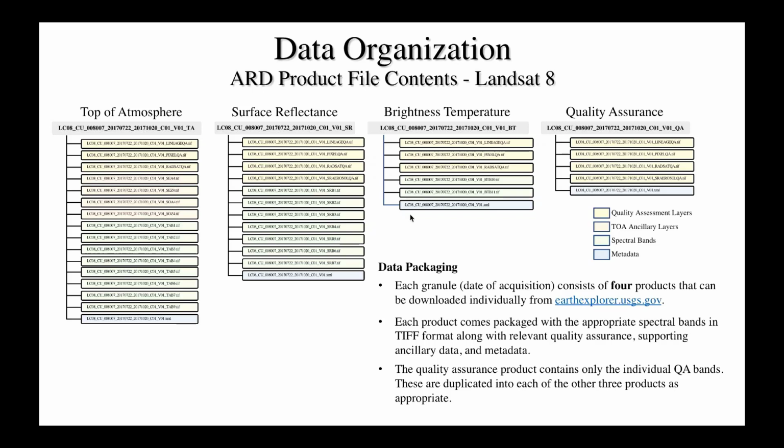There's brightness temperature. That is, of course, from the thermal data, and there's a quality assurance. Now, you don't have to download all 4 of these. You can pick the one you want. So typically, either the top of atmosphere or the surface reflectance. I tend to download the surface reflectance. I did, though, for this exercise, download all 4 of these, and that was an experience because there are a lot of tiles.